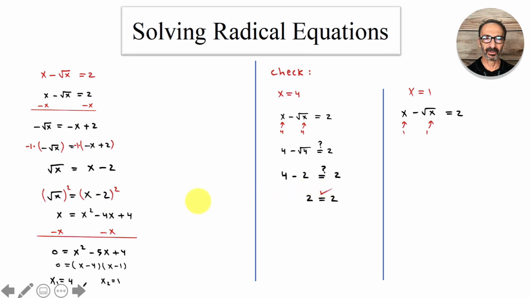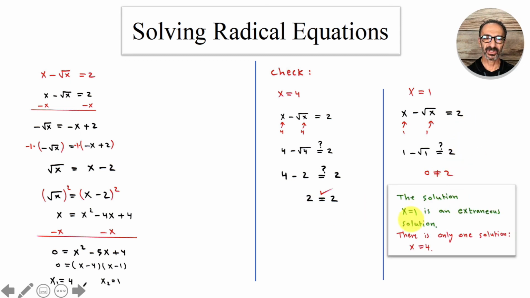X equals 1. We're going to plug in 1 in the equation. Now 1 minus square root of 1 is 0. It's like 1 minus 1, which is not equal to the right side 2. So the solution x equals 1, this right here, is an extraneous solution. There is only one solution, which is x equals 4.